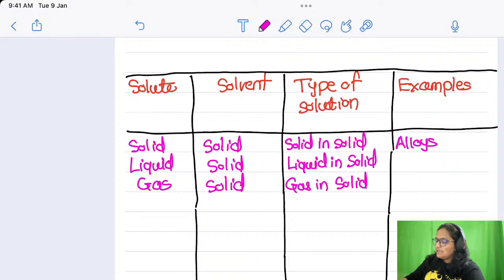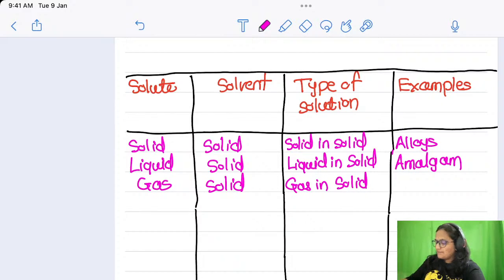Then liquid in solid, the sugar solution, right? Sugar solution, or anything you can write on: salt, water, sugar solution. Liquid in solid, just a minute, here I'll write down. Liquid in solid is nothing but the amalgam. What is amalgam? I'll explain later on. Okay, in amalgam the liquid is solute and solid is the solvent, right?